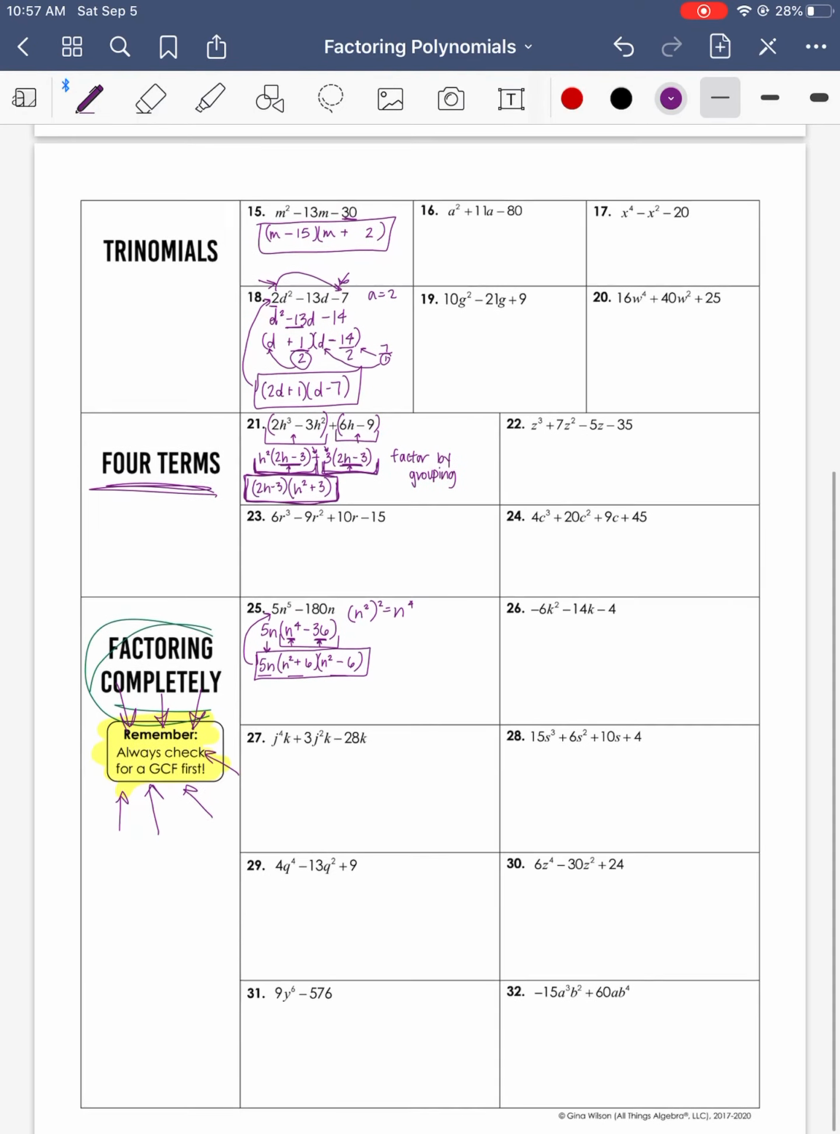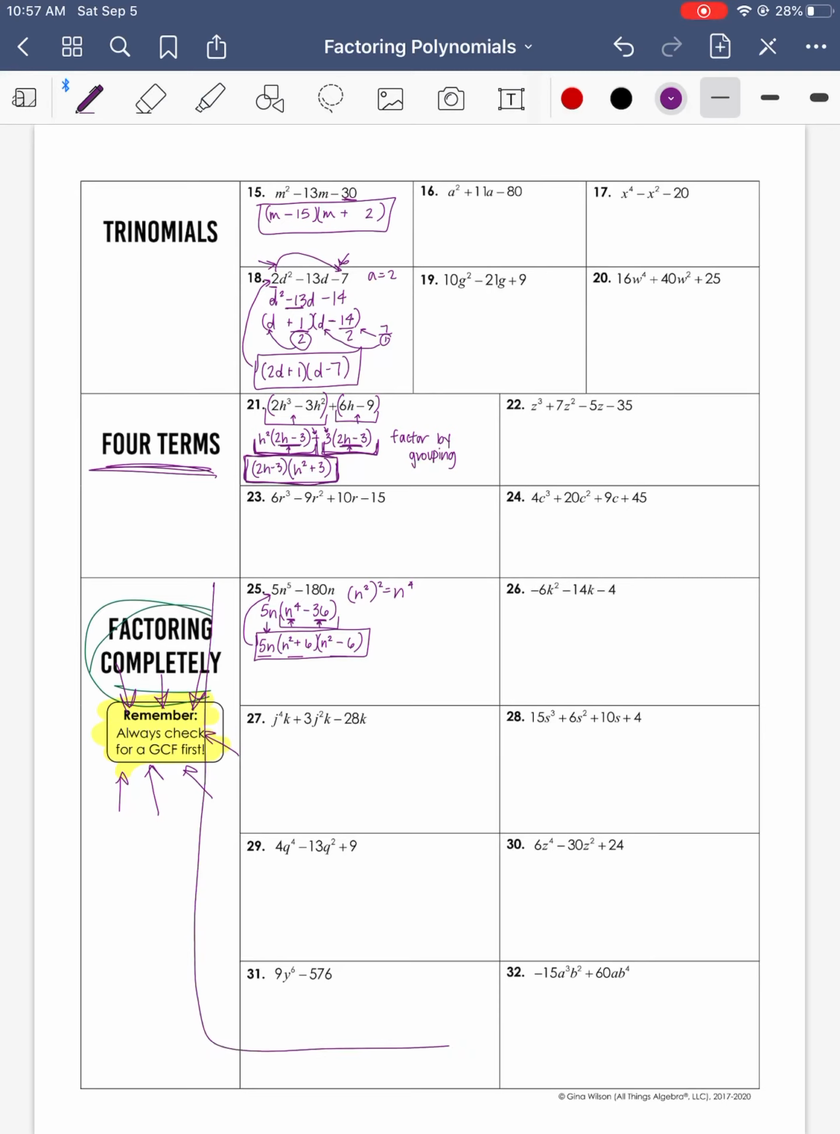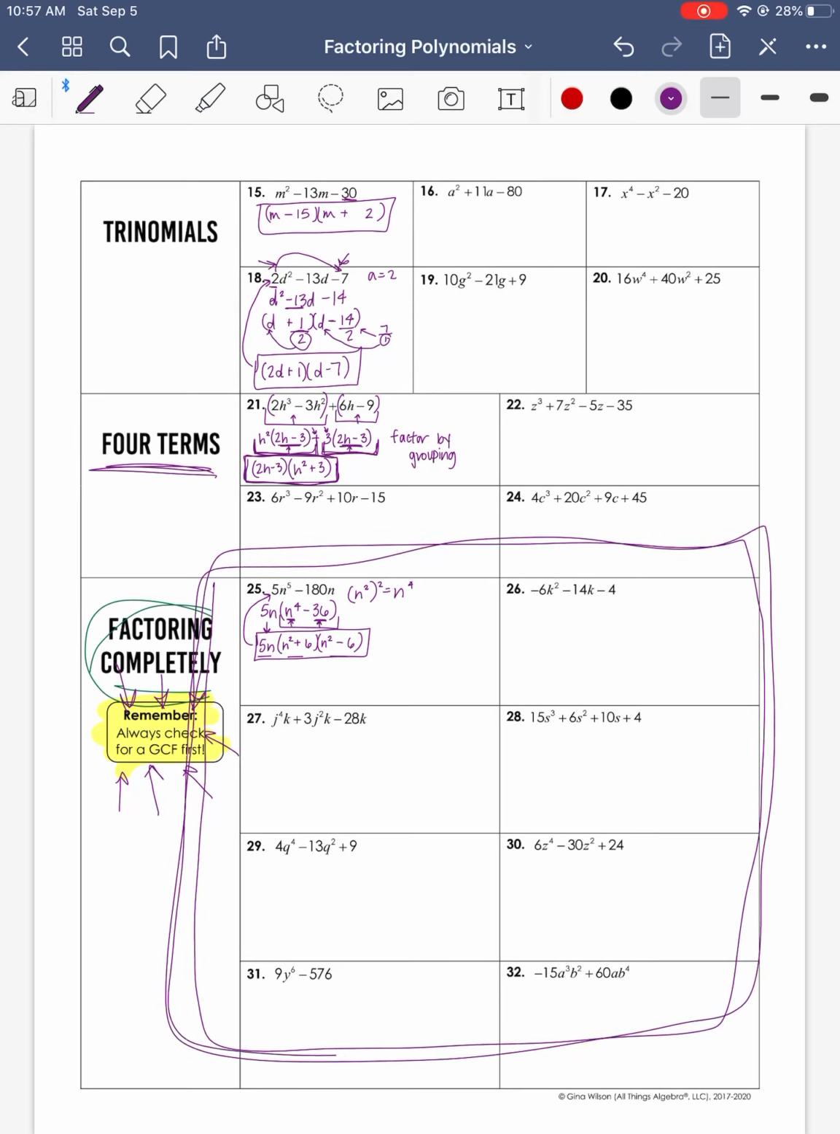All right, so there's your video on some examples of factoring. So it looks like these ones in this section here get pretty tough. So make sure you are keeping track of what you're doing so that it doesn't get too messy, okay? Always check for greatest common factor first. And of course, let me know if you have any other questions.